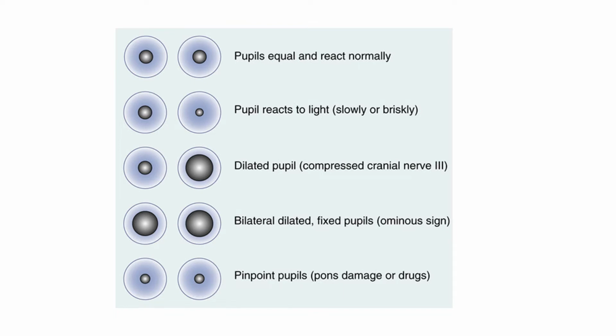We can have a dilated pupil, which isn't good, meaning we have a lot of compression on our cranial nerve 3. So that pupil on the right-hand side is showing a dilated pupil. The pupil on the left is normal. The next set of eyeballs is showing both pupils are pretty much fixed and dilated, and that's more of an ominous sign, meaning brainstem compression and possible herniation. And then we have more pinpoint pupils here, an example of that.